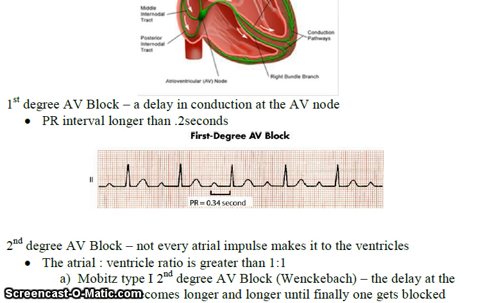Okay, the first AV block is called the first degree AV block, and this really isn't a block. It's actually just a delay in the conduction. Once the signal gets to the AV node, the signal gets delayed, and that is demonstrated in a PR interval longer than 0.2 seconds. Here I have a rhythm strip that demonstrates a first degree AV block, and the PR interval is 0.34 seconds. So that is a first degree AV block.